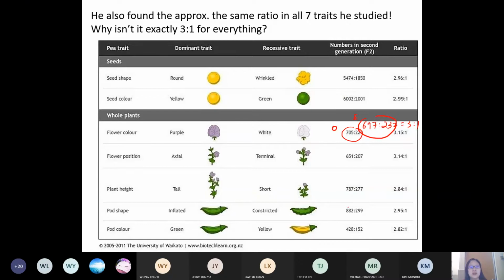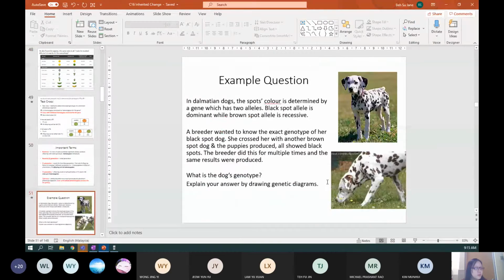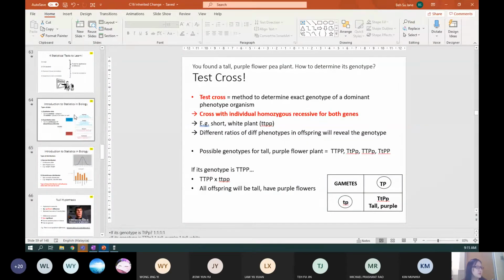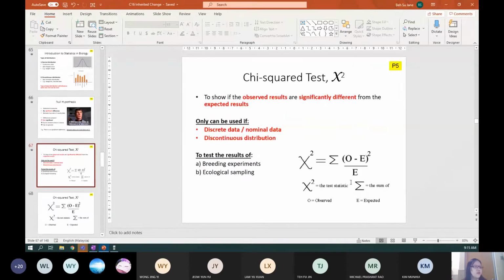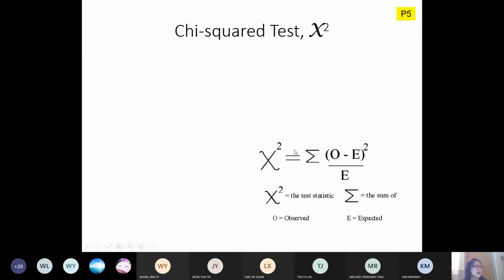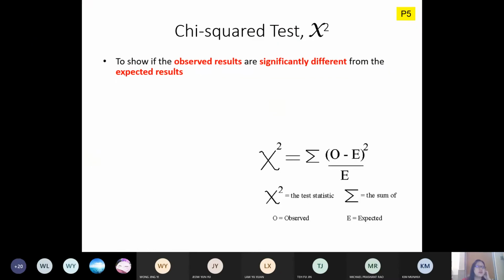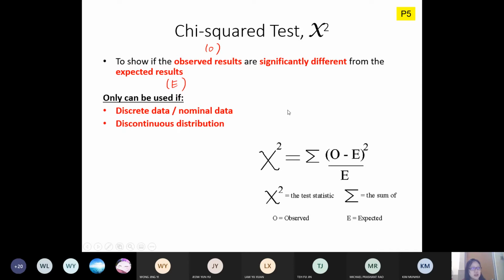This is what the chi-square test helps us with. Again, it will all become clearer as we do an example later on. So let's move on with what the assumptions are here. Chi-square test is to show if observed results are significantly different from expected results. It can only be used if it's discrete or nominal data. So it's a discontinuous distribution that we're expecting here. This is not for data that has a continuous distribution at all.